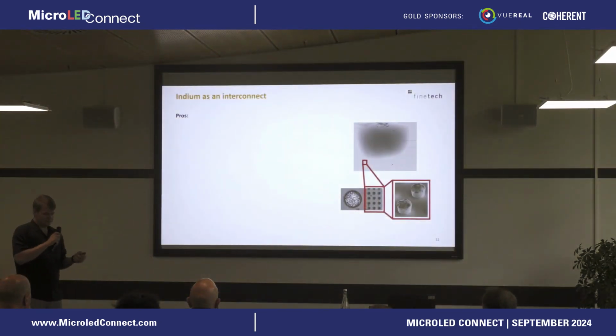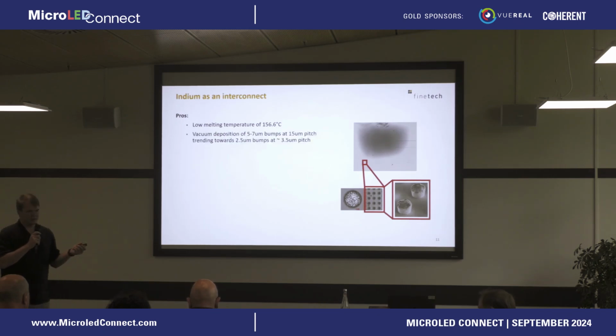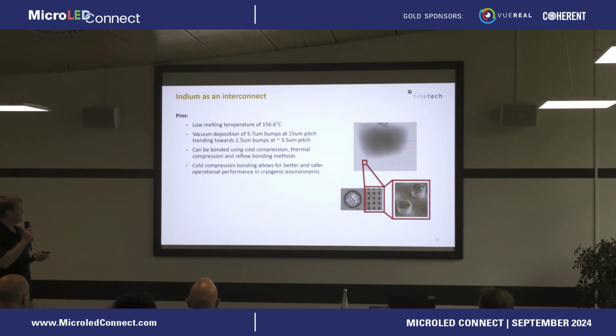Indium Bump Interconnect. Sorry. Here we have a thermal imaging display as an example. So the pros of indium: it has a very low melting temperature. You can vacuum deposit it at a very small interconnect, a very small pitch, a very small size. It can be bonded using cold compression, thermal compression, and reflow bonding. The cold compression allows for very good performance in cryogenic applications like space and superconducting. I don't know who's going to be wearing AR glasses in space, but it is a benefit.